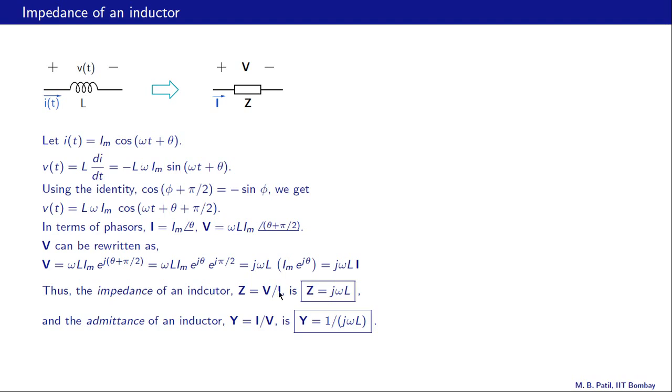And from there the impedance of an inductor, Z equal to V by I, is Z equal to j omega L, and the admittance of an inductor, Y equal to I by V, is Y equal to 1 over j omega L. Notice that the inductor impedance also depends on the frequency, but it is directly proportional to the frequency. So at low frequencies the impedance is small, and at high frequencies the impedance is large.